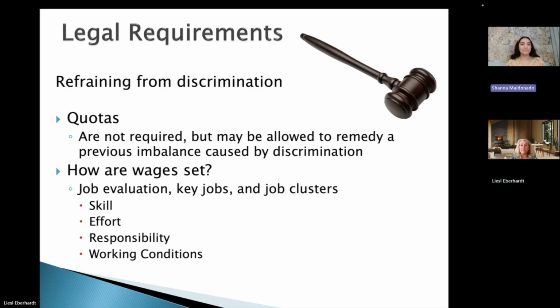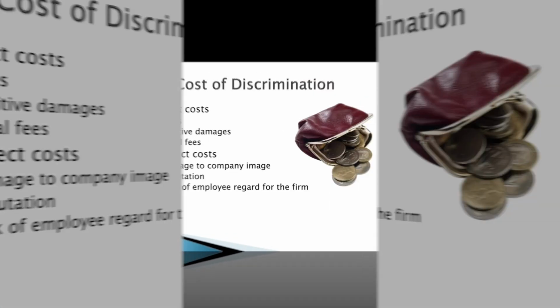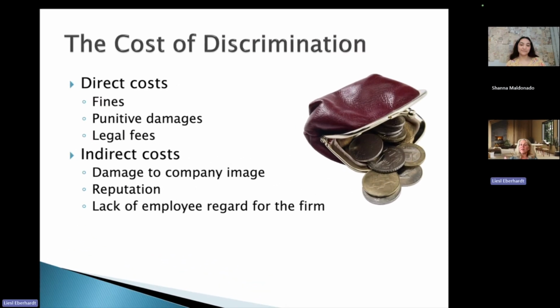And to add, quotas, by the way, aren't required by law, but they may be permitted specifically to remedy a prior pattern of discrimination. Wages generally get set through job evaluation, looking at skill, effort, responsibility, and working conditions across jobs and job clusters. So the cost of discrimination carries real costs, direct costs like fines, punitive damages, and legal fees, and indirect costs like damage to a company's public image, its reputation, and its employees' regard for an organization.